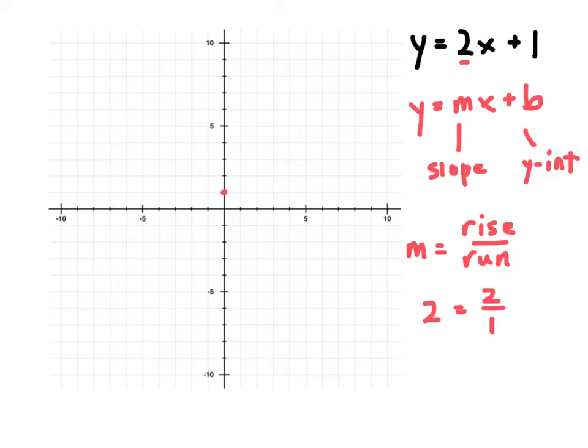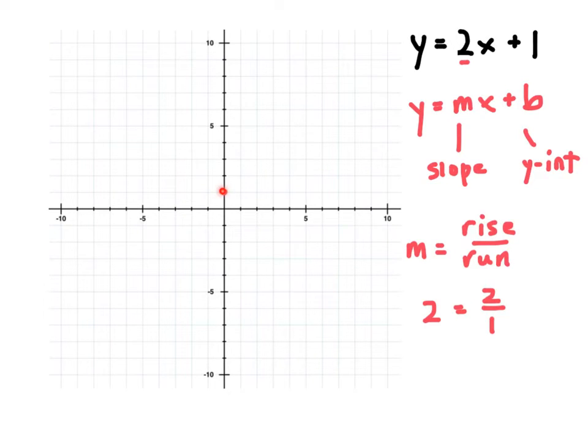So in this particular case, since my numerator is 2, that tells me that I'm going to start at my y-intercept and move up 2 units on the graph. Because the denominator is 1, I'm going to move 1 space to the right, or 1 unit to the right. So it'll look kind of like this.